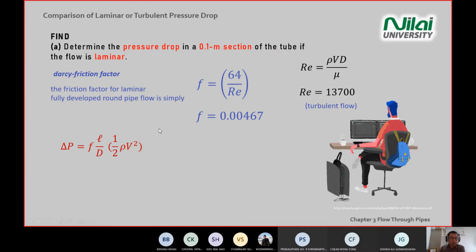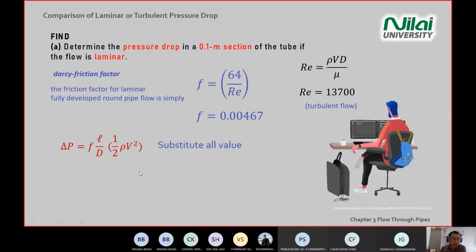Okay, and we call the change of pressure equation, delta P equal to f, this is our Darcy equation also. Delta P equal to f L divided by D times half rho V squared, right? Delta P equal to f L divided by D times half rho V squared.